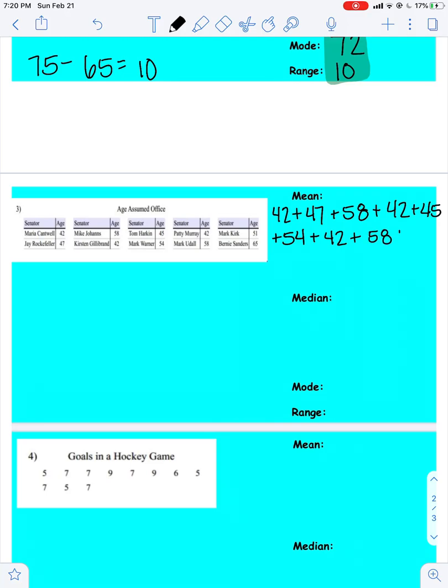Plus 58 plus 51 plus 65. And that equals 504. And then we have 1, 2, 3, 4, 5, 6, 7, 8, 9, 10 senators. So that is an average of 50.4 years.